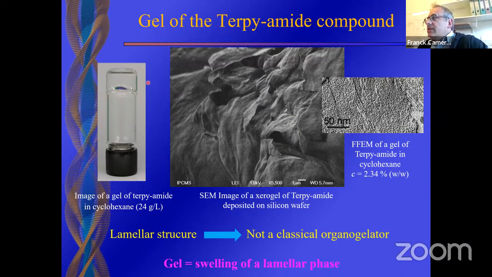But in this case, it's not a gel made of a three-dimensional network of chains, but it's a gel made by the swelling of layers, more classically as soap and things like this. So here it's a lamellar structure which gives these gels, and it's not the classical way of small molecular weight gelators.